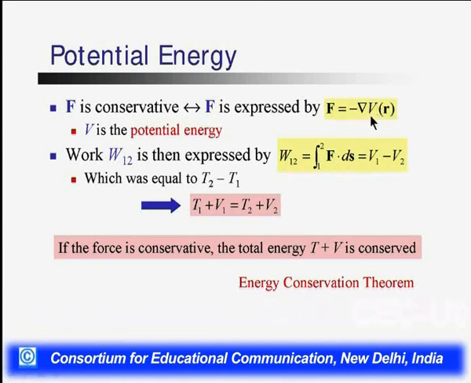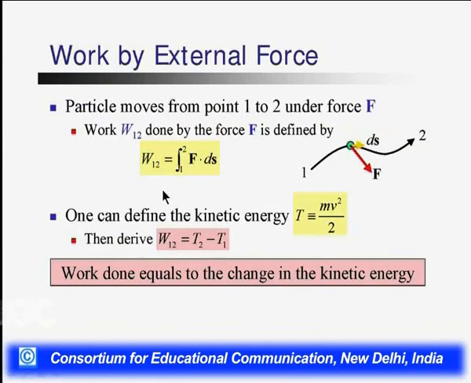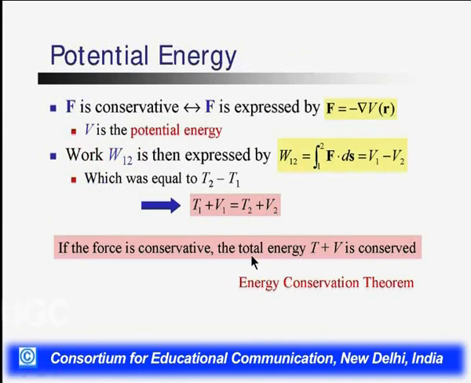Here we take the potential energy for the first position and the potential energy for the second position, which is equal to T2 minus T1, the change in kinetic energy. Because we know that in the previous equation W12 is equal to T2 minus T1, and now we have W12 equal to V1 minus V2, we can write T1 plus V1 is equal to T2 plus V2.